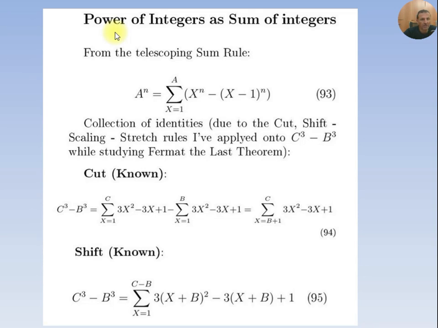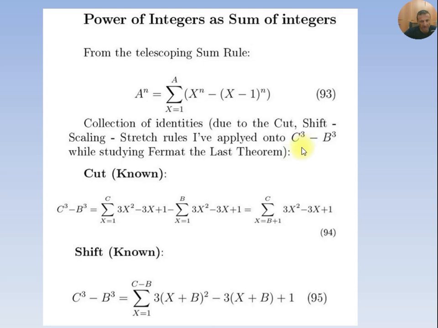So what we can do now is represent powers of integers as sums of integers using the telescopic sum rule. So we can write a to the n equal to the sum for x equal to 1 to a of x to the n minus (x minus 1) to the n. So we can rewrite Fermat's Last Theorem with this on the left hand and, on the right hand, c to the n minus b to the n.